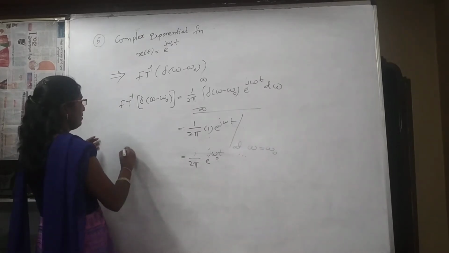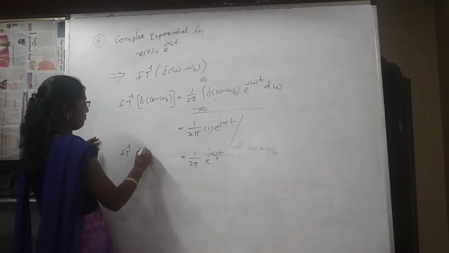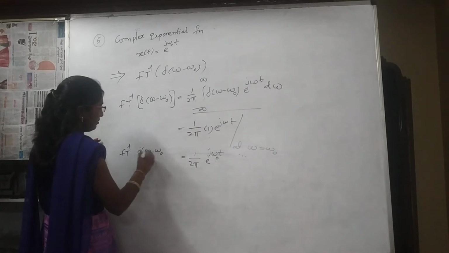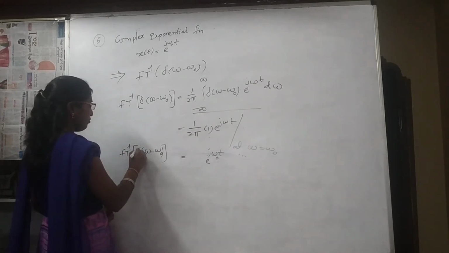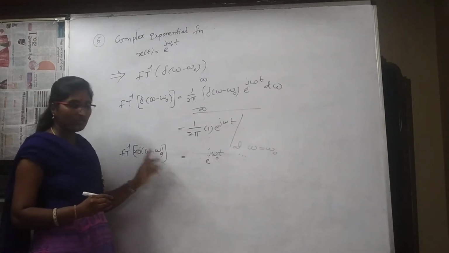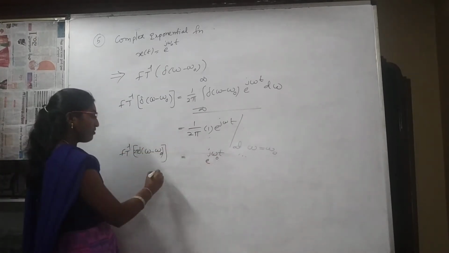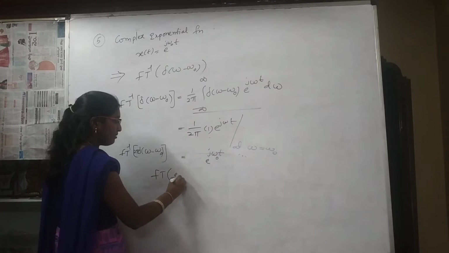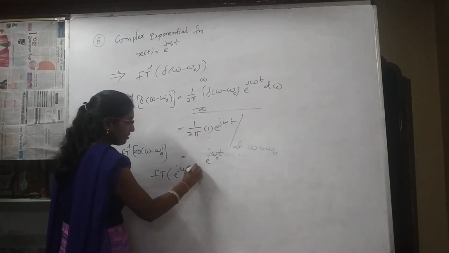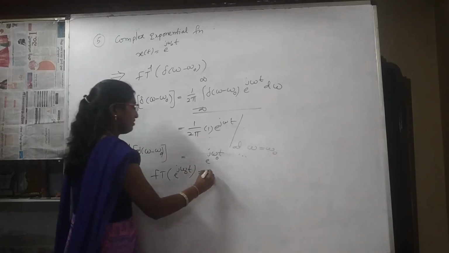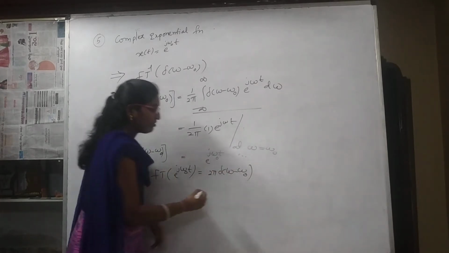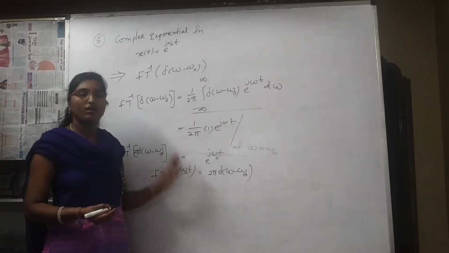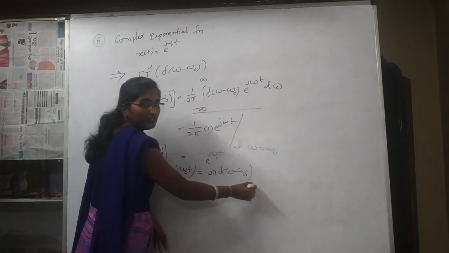Now what you got for Ft inverse of del of omega minus omega naught, right? And you can bring this 1 by 2 pi this side: 2 pi into del of omega minus omega naught. Then Ft inverse this side, what it will be? Ft of e power j omega naught t is 2 pi into del of omega minus omega naught. This is the Fourier transform formula for complex exponential function.